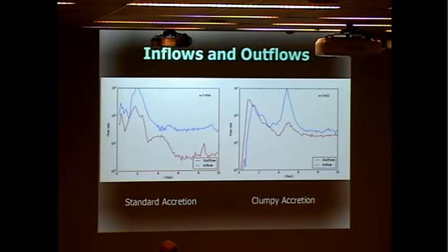So if you look at what this is really doing for overall inflow and outflow, this is just a radial profile showing you the total gas inflow and the total gas outflow through spherical shells. At the large scale, you can see the inflow in blue is fairly comparable. It's not quite the same, but it's pretty comparable. However, the outflow is dramatically different. We're actually able to drive outflows 10 times stronger when we have this clumpy accretion model.